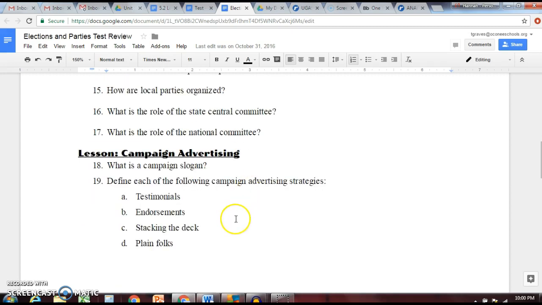Let's move on to the campaign advertising here. What is a campaign slogan? This is basically a catchy phrase that sums up in a very brief statement the general ideas and beliefs of a political candidate. So Donald Trump's, we know his big slogan was "Make America Great Again."